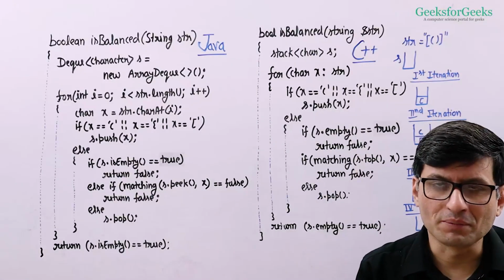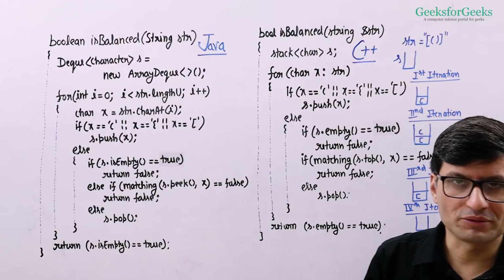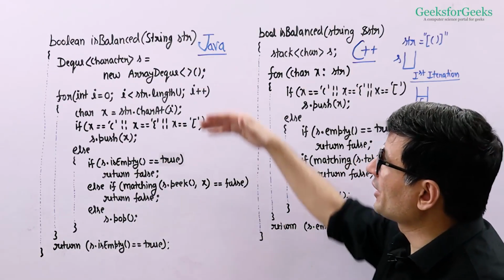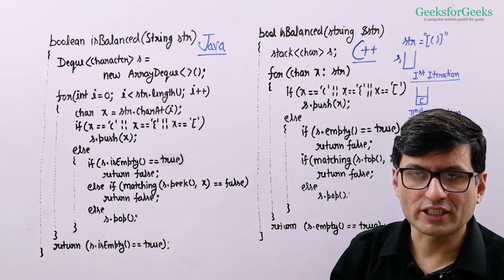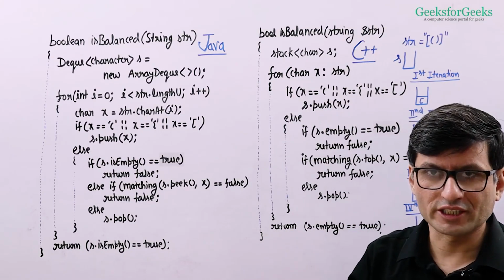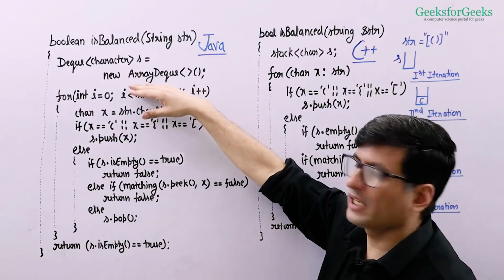Here are the Java and C++ implementations of the approach that we just talked about. So we are creating a stack first, right? In Java, there are two ways to create a stack. Either you use the Stack class, which is a legacy class, or you use the ArrayDeque class.